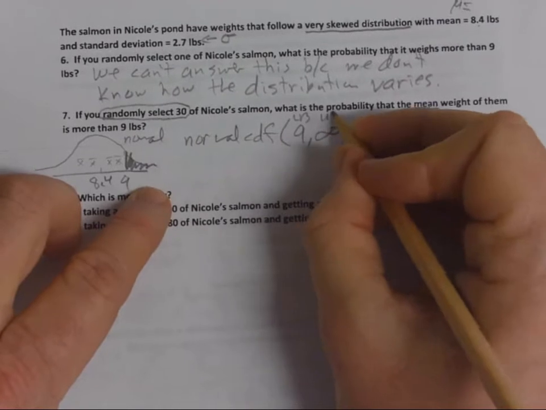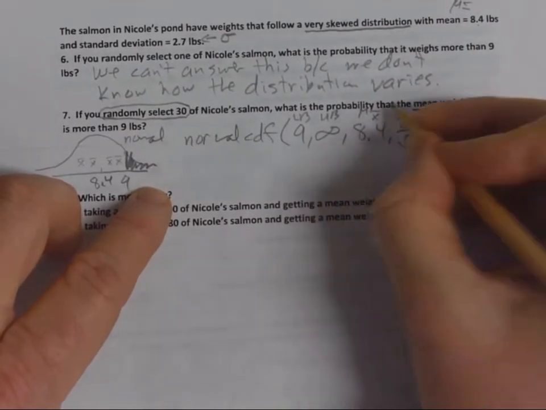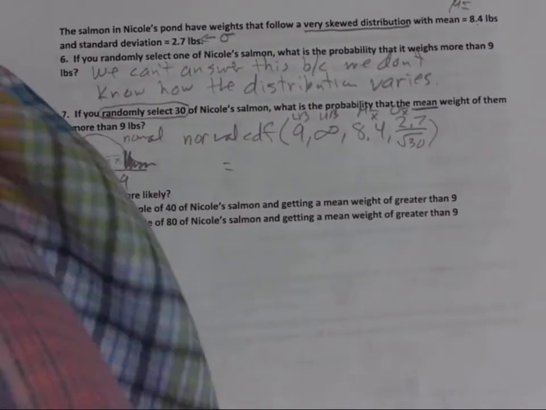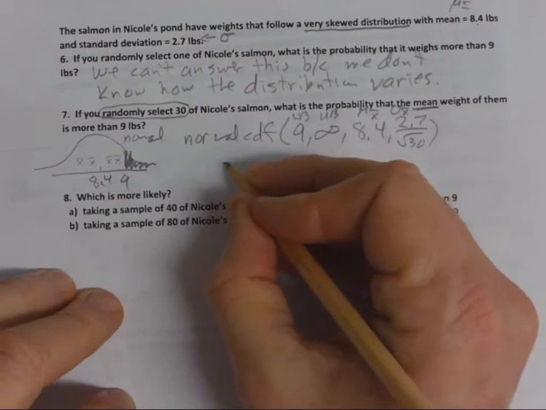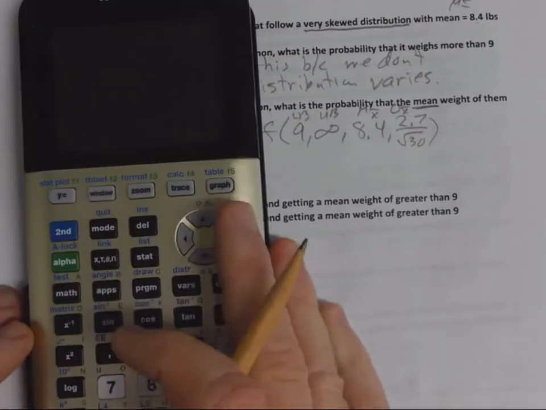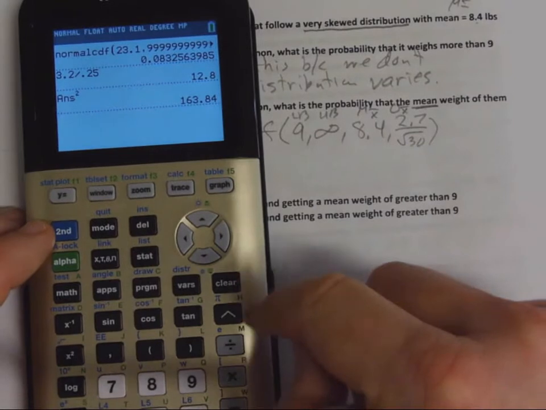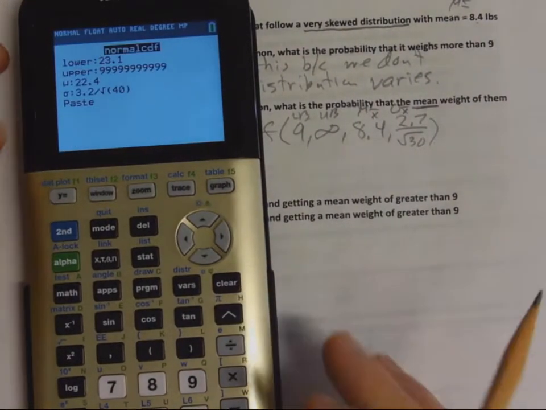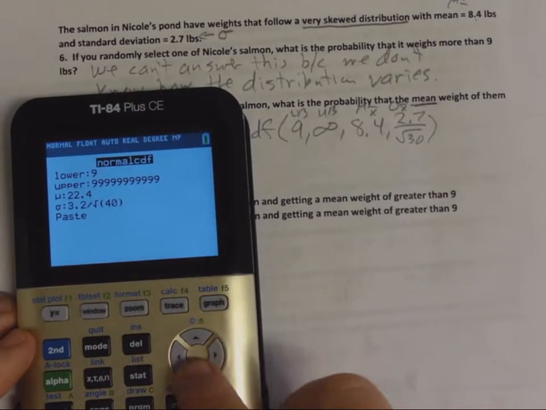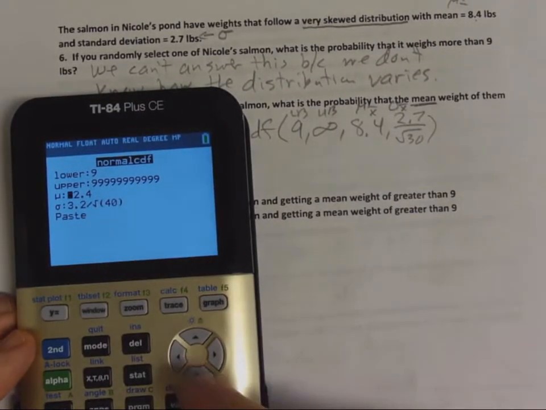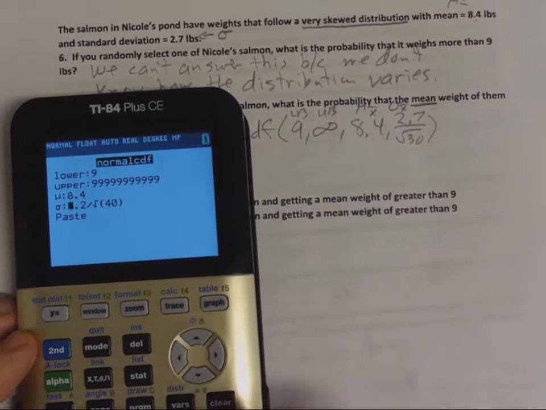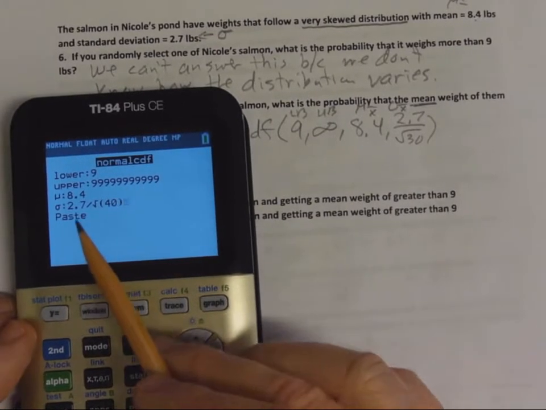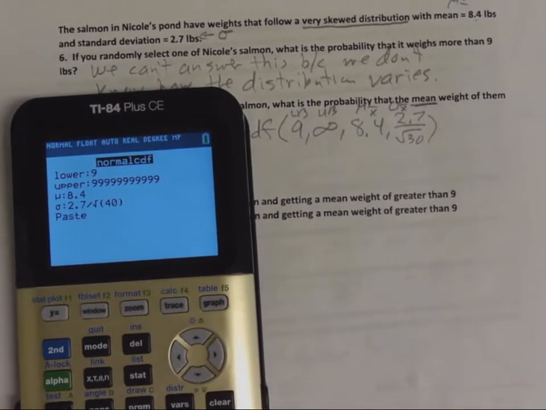So that's lower bound, that's upper bound. That is the mean of our x bars. That is the sigma of our x bars, like that. And let's see what that is equal to. Well, I'll go ahead and do it on my calculator. So we would go second distribution, right there above the vars button, and go normal CDF. And so we are going from 9 to infinity, or just a big number. And so we are going to 8.4, standard deviation 2.7 divided by the square root of 40. And like I said, I like to enter that somewhat exact number just like that in there, just to be more exact.